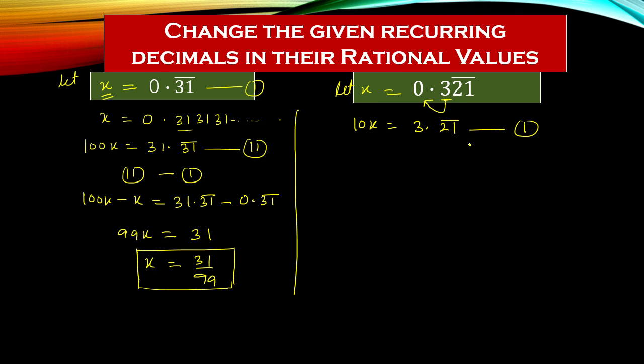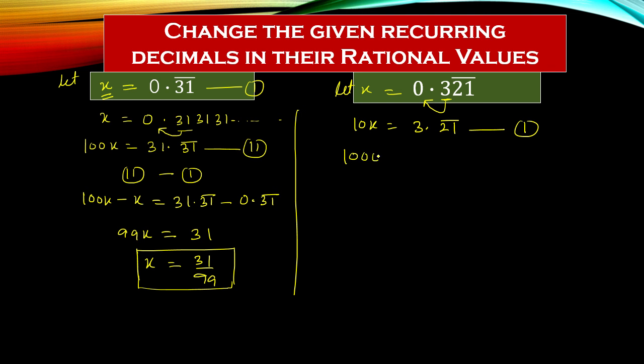Now what is the next task here? Same as in the previous example, we have to shift one set of digits under the bar towards the left side of the decimal. How many digits are there under the bar? 2, 1. So one set of digits should be shifted towards the left side of the decimal. For that we have to multiply the equation by 100. We are interested in shifting 2 digits under the bar towards the left side, so we multiply this equation by 100.